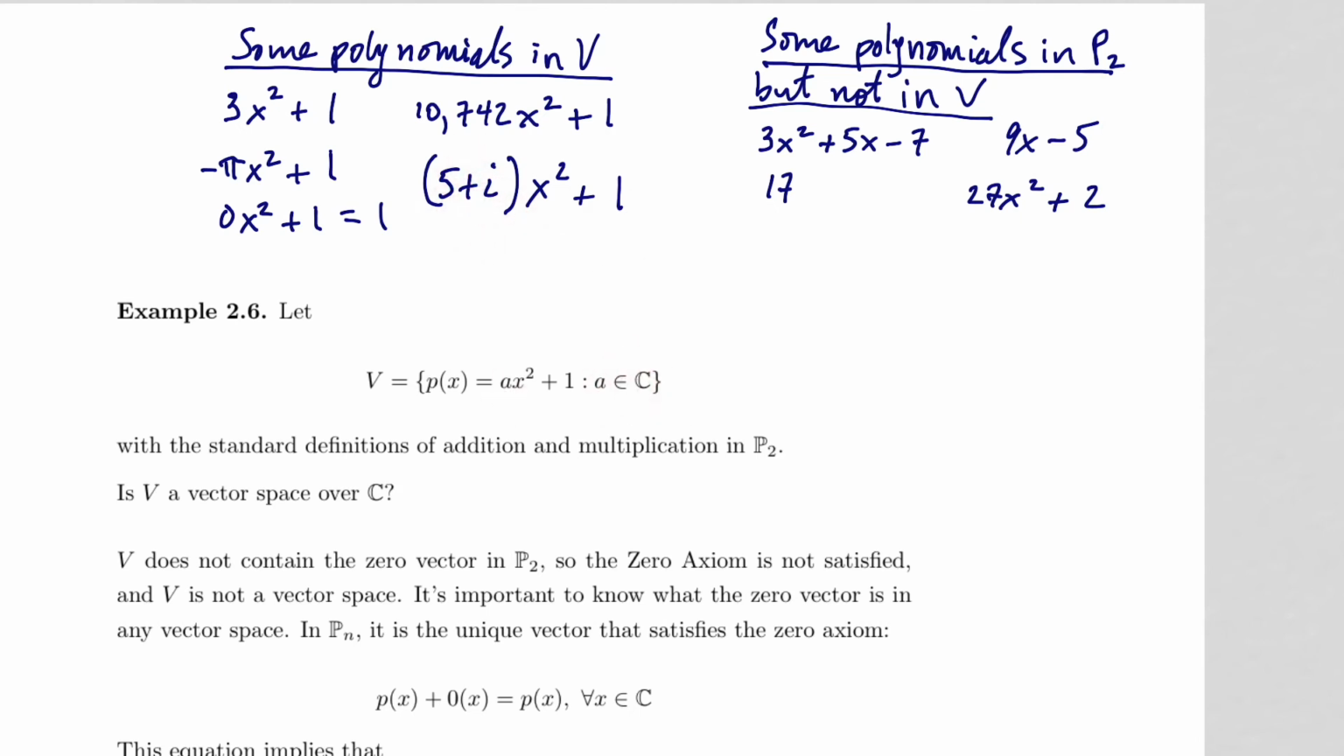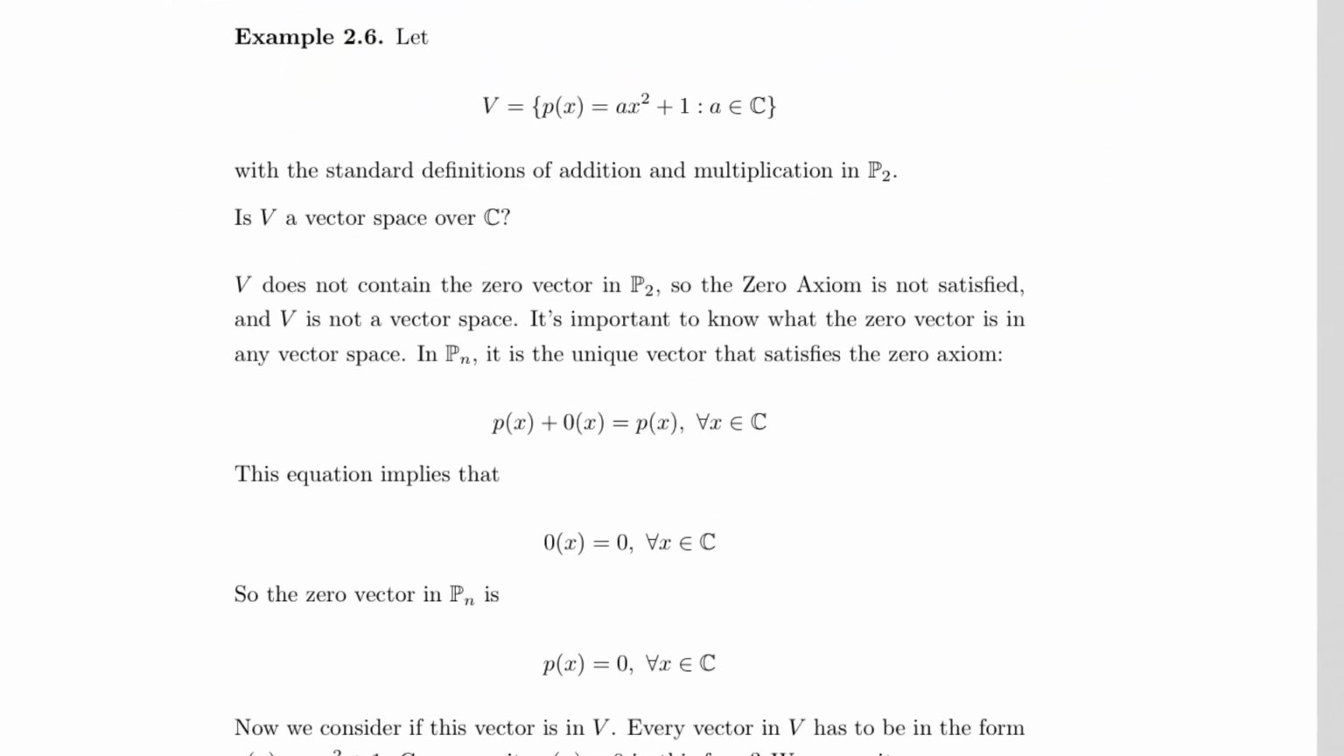Here are some polynomials that are not in V, even though they're in P2. They're second-degree polynomials. So 3x squared plus 5x minus 7, well, it's got an x term, so that's not in this form. And it's not plus 1, it's minus 7. 17, well, it could be like this over here. If we had 0x squared, I could put a 0x squared plus 17 here, but it's got to be plus 1, not plus 17, so that's not in V. 9x minus 5, 27x squared plus 2. If this were a 1, it would be in V, but any number other than 1 here means it's not in V. Okay, so now we want to know, is V a vector space over C?